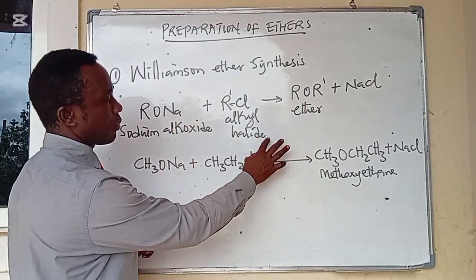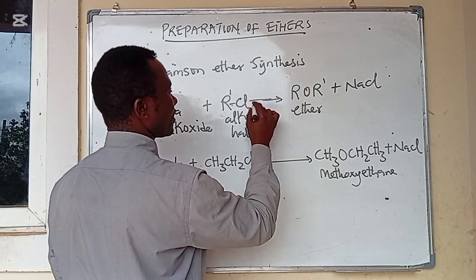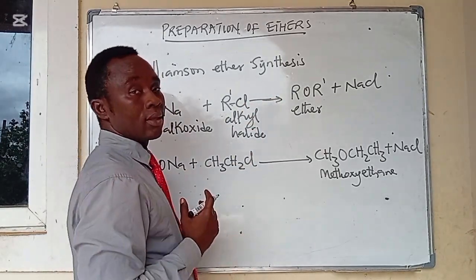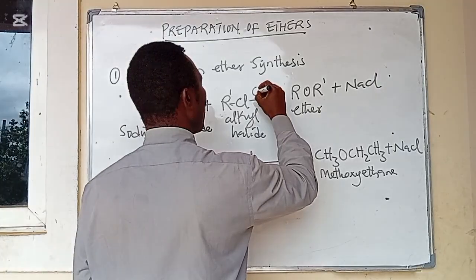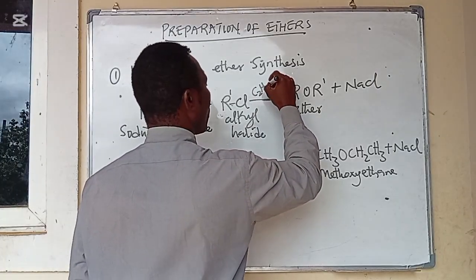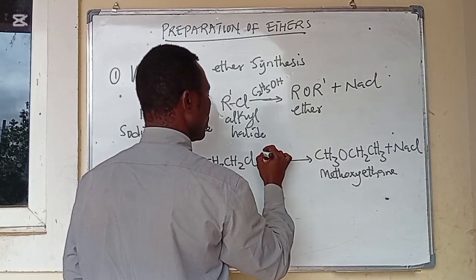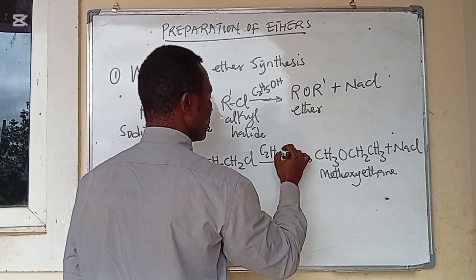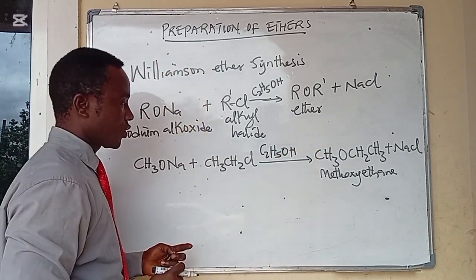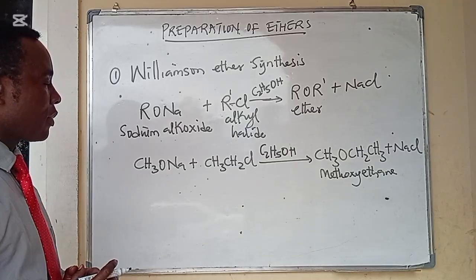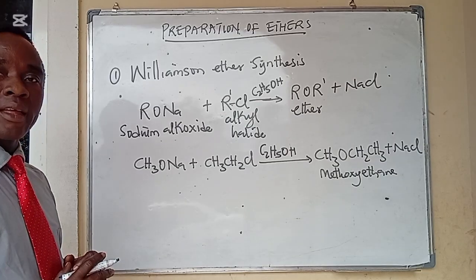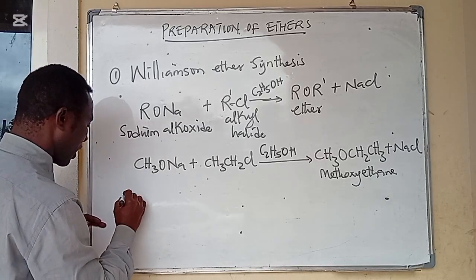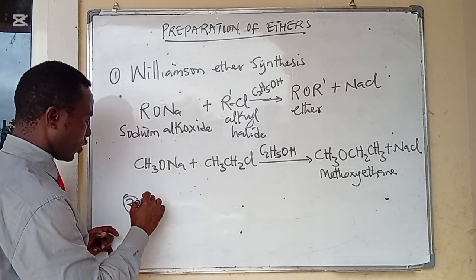Now this reaction normally takes place in the presence of alkanol. Let's say we might use ethanol. So it will require a solvent, which is alkanol, so ethanol. So that is one method through which ether can be prepared. Then the second method through which ether can be prepared is what?